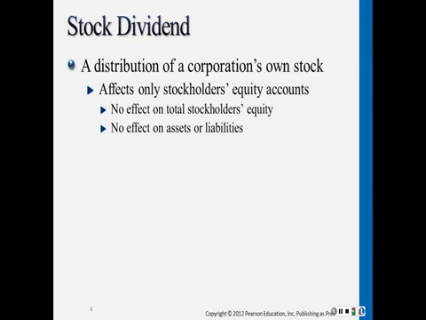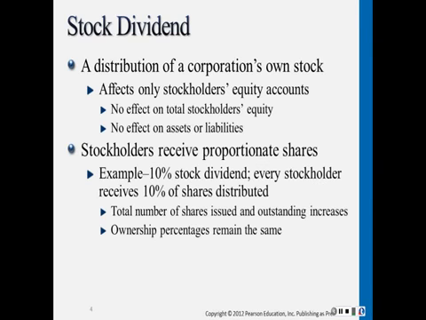A stock dividend decreases retained earnings and increases paid-in capital, as it is a transfer from retained earnings to paid-in capital, specifically to common stock and paid-in capital in excess of par common stock. Total stockholders' equity is unchanged by a stock dividend. The corporation distributes stock dividends to stockholders in proportion to the number of shares the stockholder already owns.